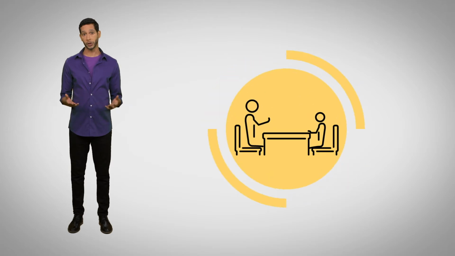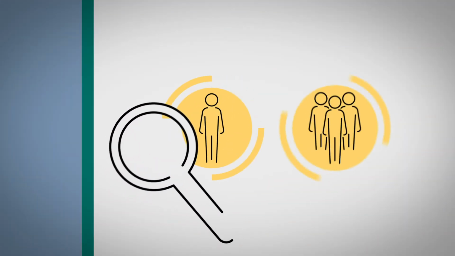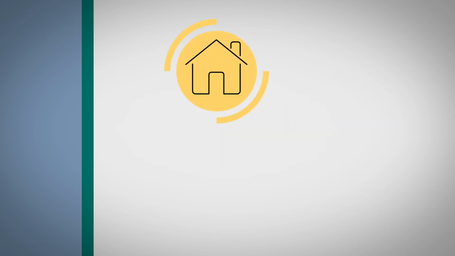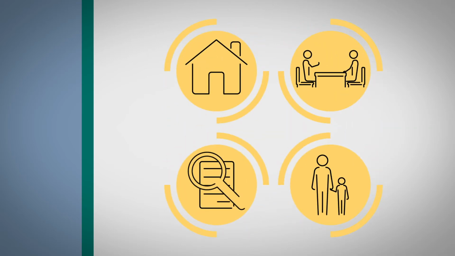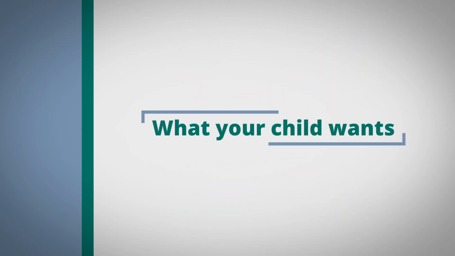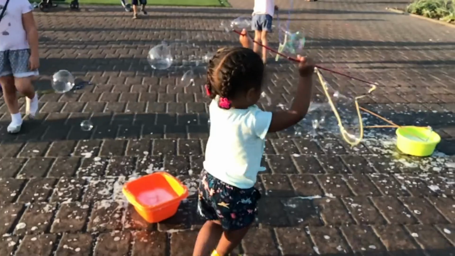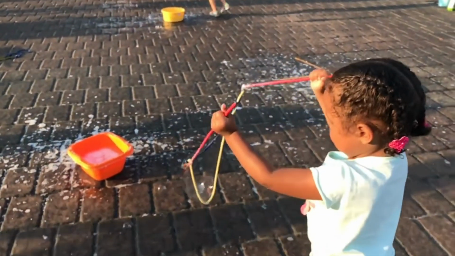Like a BIA, a child advocate attorney will meet with your child and investigate your and the other party's ability to meet their needs. They can visit your home, interview you and people who know you, review records, and observe you with your child. Unlike a BIA, their job is to advocate for what your child wants. So, if your child wants to spend summers with their cousins, the lawyer's job is to advocate for that.